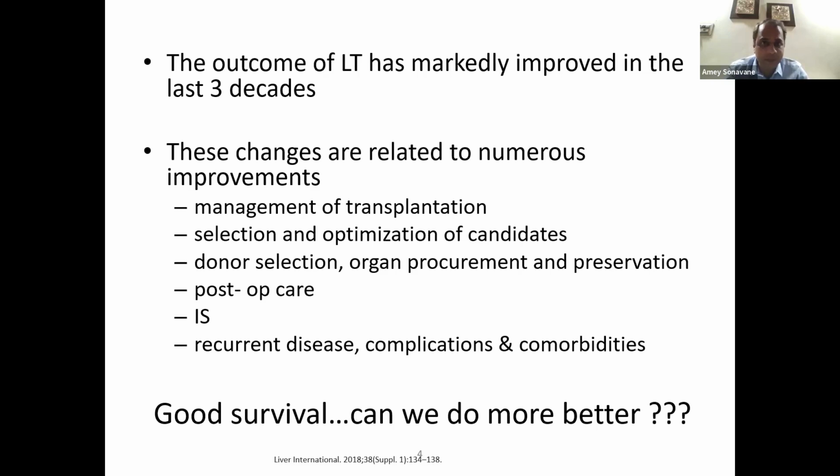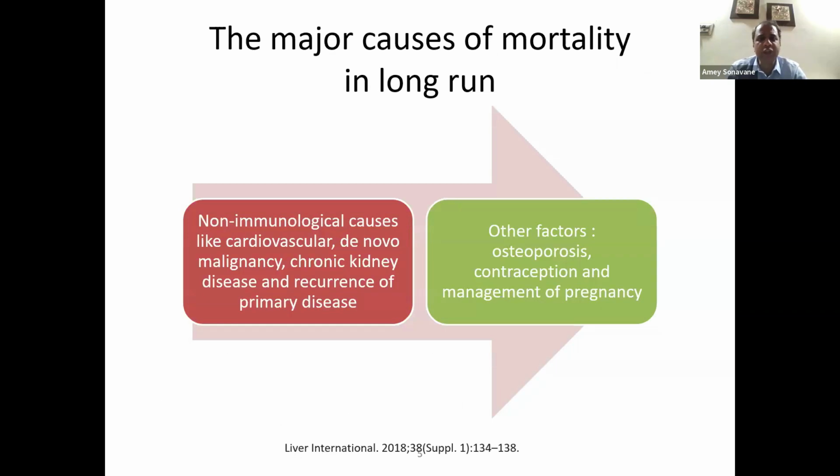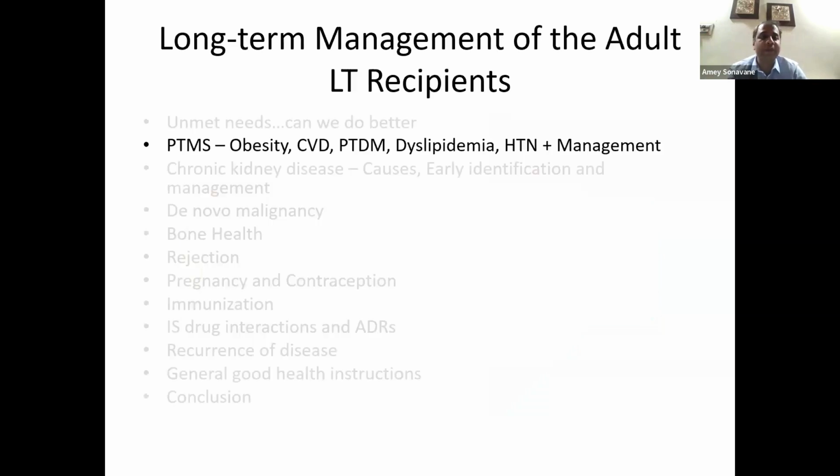But can we still do better? That's the question. So we all know that the major cause of mortality in the long run are non-immunological causes like cardiovascular diseases, de novo malignancy, chronic kidney disease, and recurrence of primary disease. There are certain other factors like bone disease, pregnancy, and so on. This is not of concern to us. The most important concern is the cardiovascular disease, the metabolic syndrome, the malignancies, the kidney disease because of the immunosuppression, and the recurrence of primary disease. So let us look at each of these particular topics one by one.